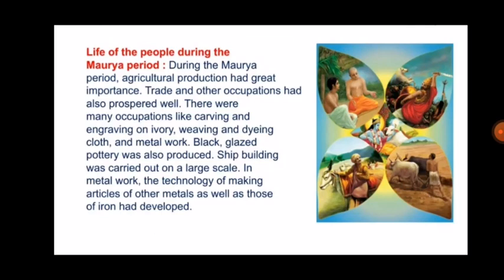Black glazed pottery was also produced. Shipbuilding was carried out on a large scale. In metalwork, the technology of making articles of other metals as well as those of iron had developed. So people were engaged in different occupations like shipbuilding and metalwork.